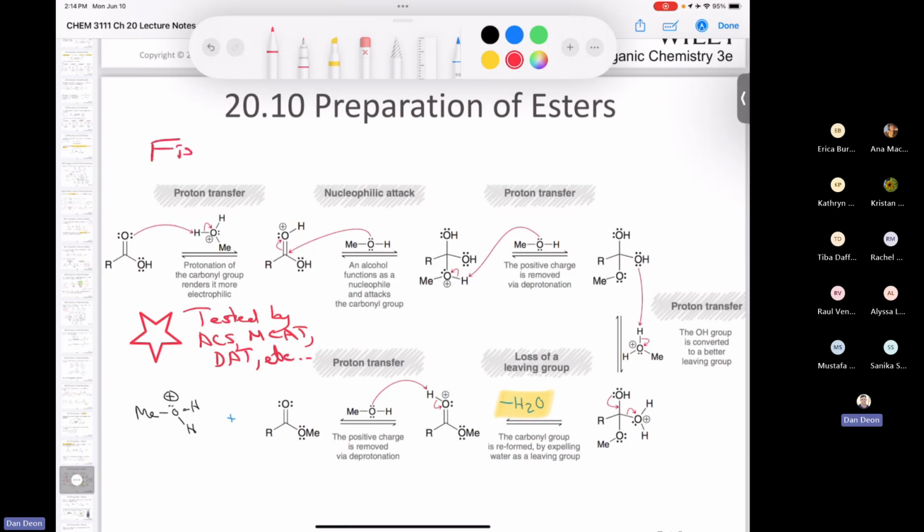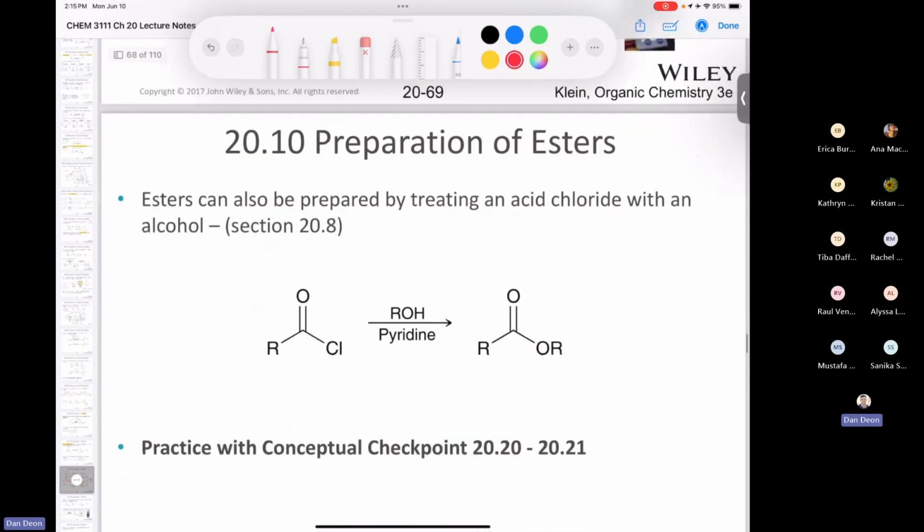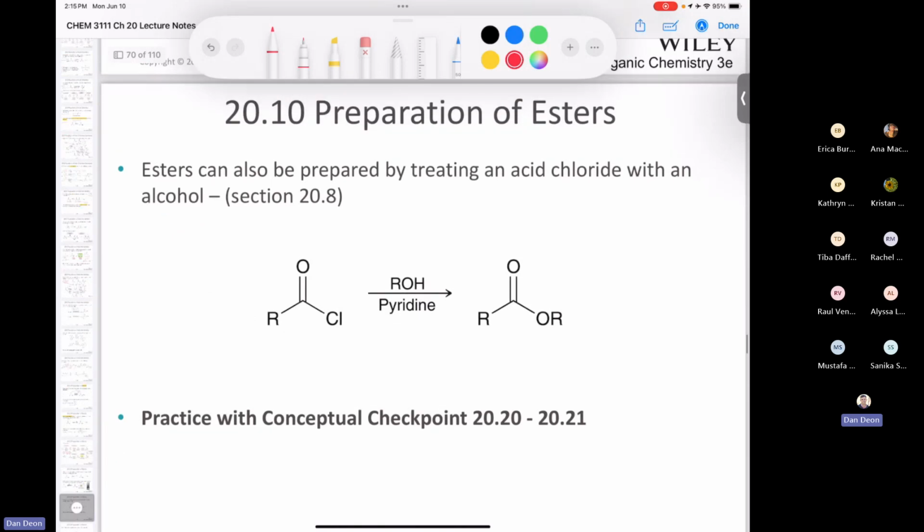So this is Fischer esterification. So now that we have that, let's go back to a reaction that we actually learned today, see earlier today. We talked about taking an acid chloride with an alcohol and pyridine. I went over this mechanism with you in detail.